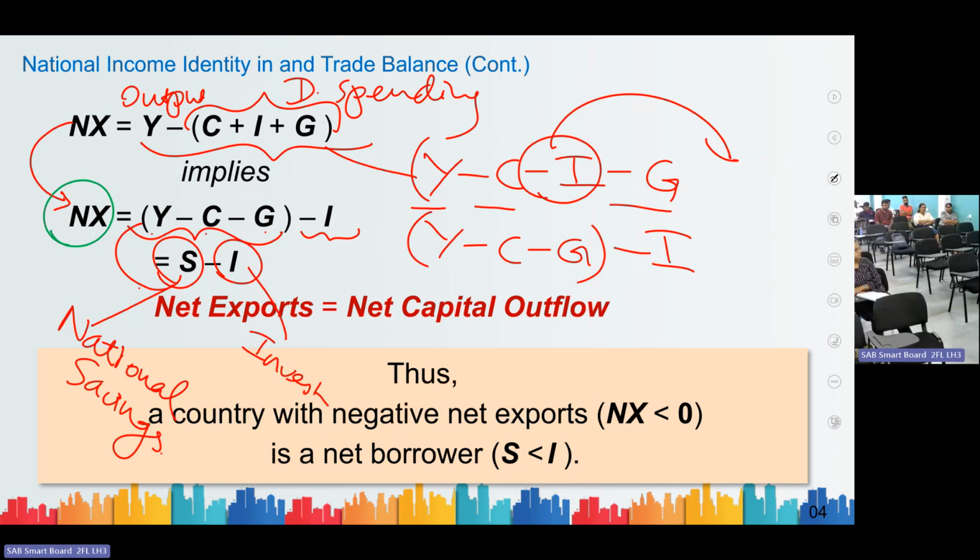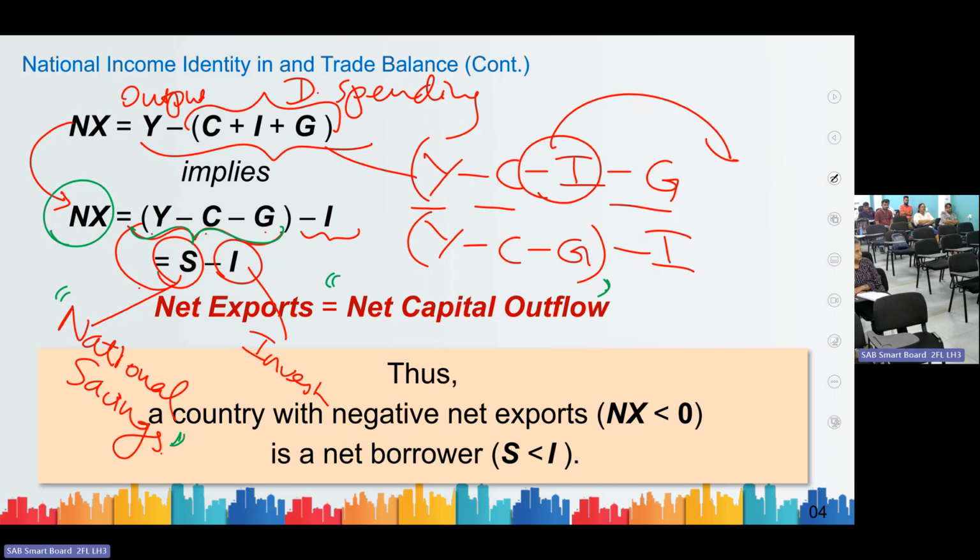Together, Y minus C minus G is S. S stands for national savings. I stands for investment. So S minus I, national savings minus investment, equals net exports according to the national accounting identity. So net exports equals national savings minus investment. We can give a single term for that. That is net capital outflow.